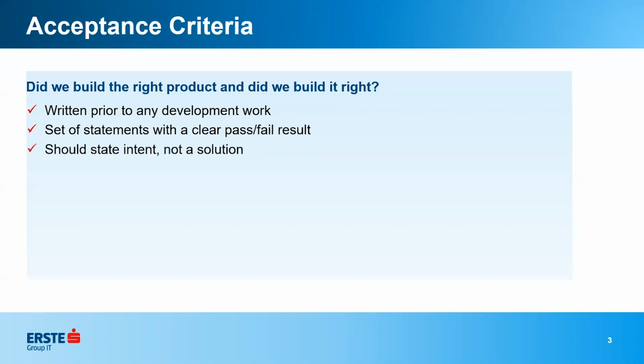And again, this should state intent, not a solution. So remember from the previous slide, the how you're going to implement this story is nowhere in the user story or acceptance criteria. It belongs either as subtasks or as attachments or additional notes, a reference to a Confluence page, however you want to do it.